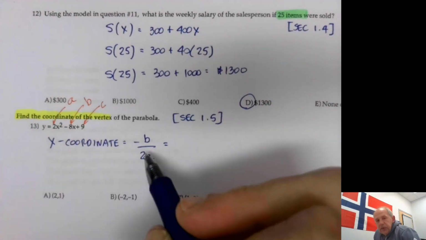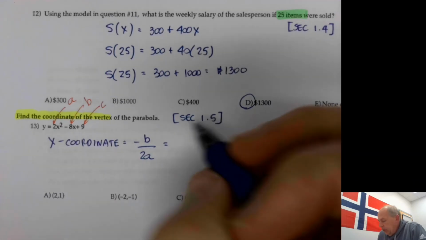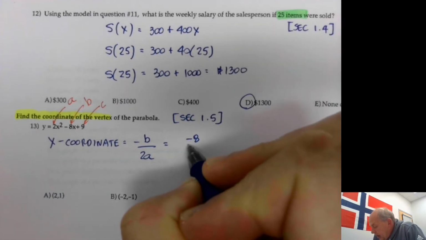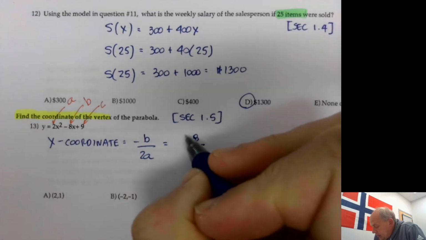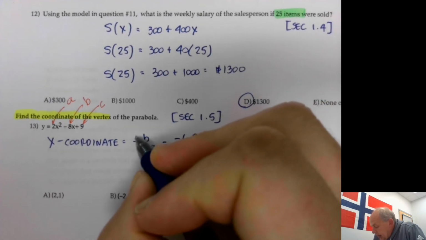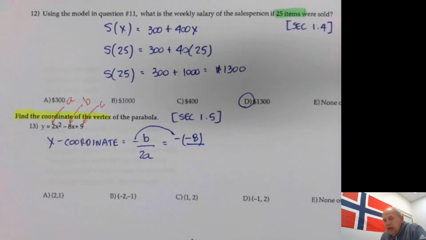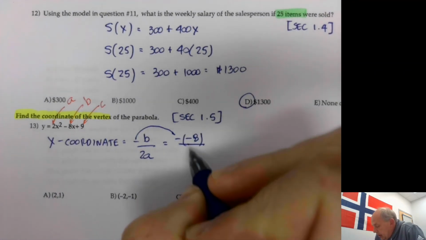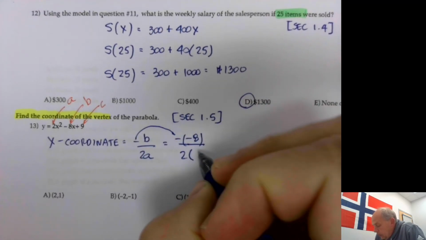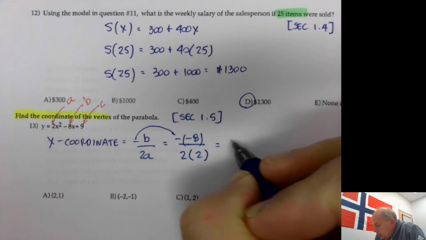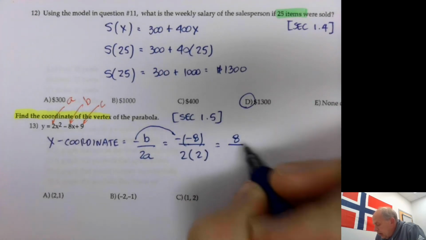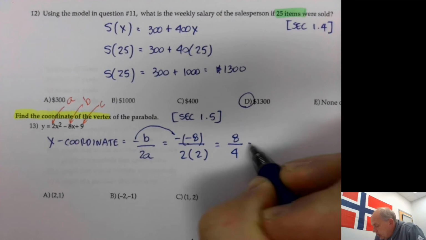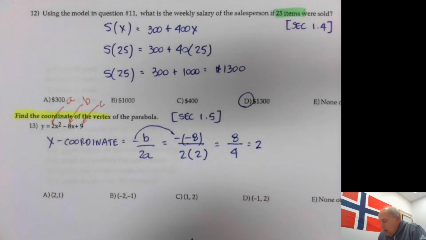Here is my formula for the x coordinate of any parabola. My b value is -8. I cannot forget the negative sign from my formula. So minus a -8 over 2 times 2. So I would have 2 negatives become positive. 2 times 2 is 4. My x coordinate is 2.